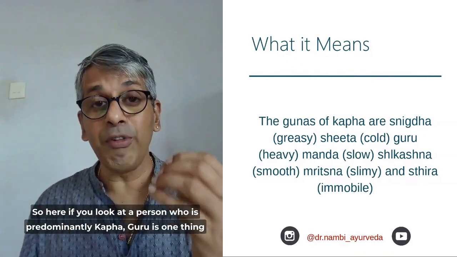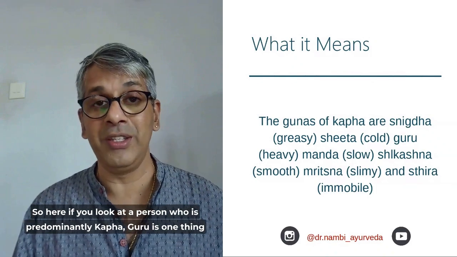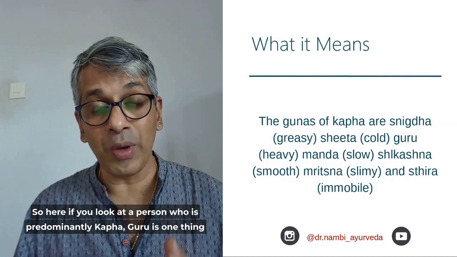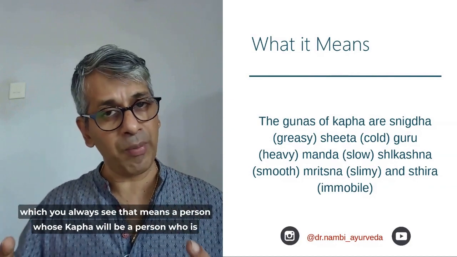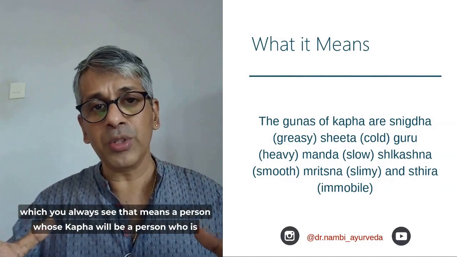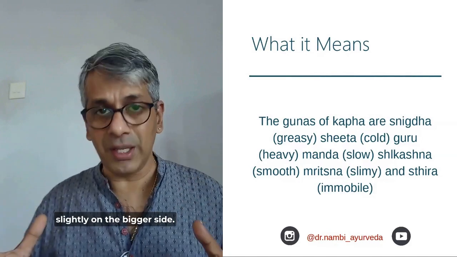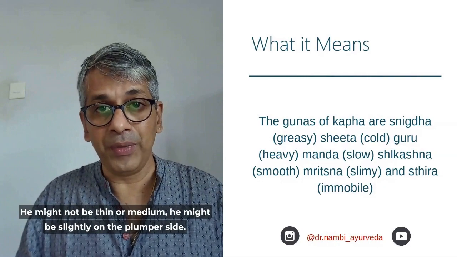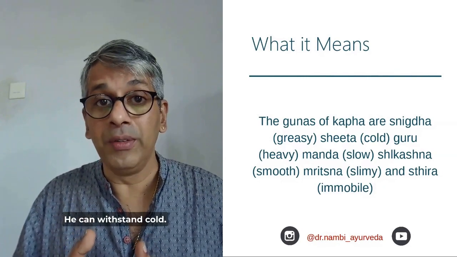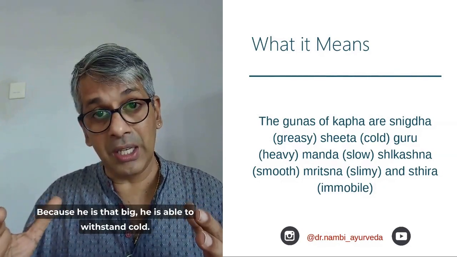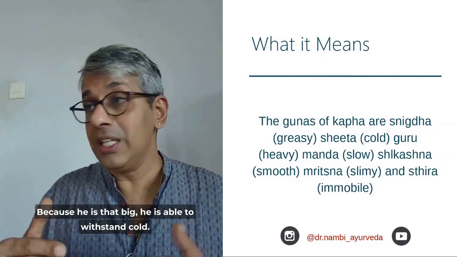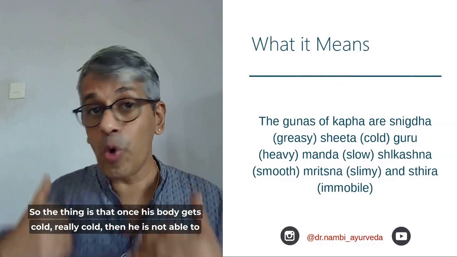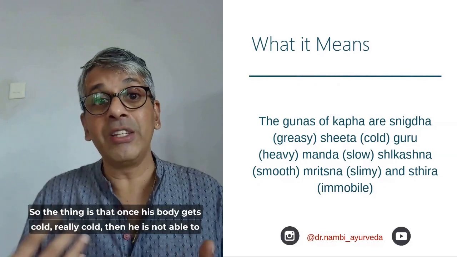If you look at a person who is predominantly kapha, Guru is one thing which you always see. That means a person with kapha will be slightly on the bigger side. He might not be thin or medium, he might be slightly on the plumper side. He can withstand cold because he is that big. But once his body gets really cold, then he's not able to withstand it, because the cold gets trapped.